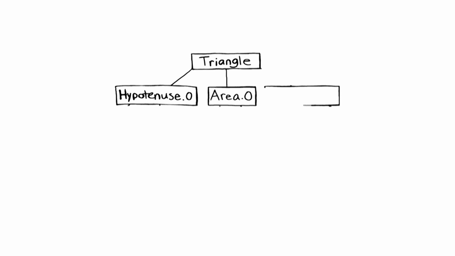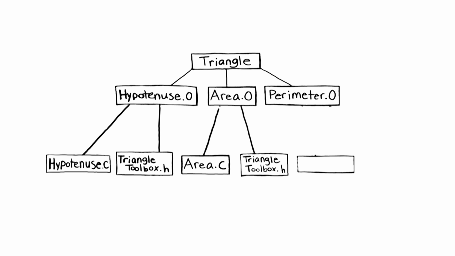In this tutorial, our sample program will be a triangle toolbox. It can perform three different functions: perimeter, area, and hypotenuse. Each of these functions is in a different .o file. Thus, the program triangle is dependent on area.o, hypotenuse.o, and perimeter.o. However, the existence of these .o files depends on the respective .c file and the triangle toolbox.h. This forms our dependency tree. It's an easy way to see what parts of the program depend on what parts.